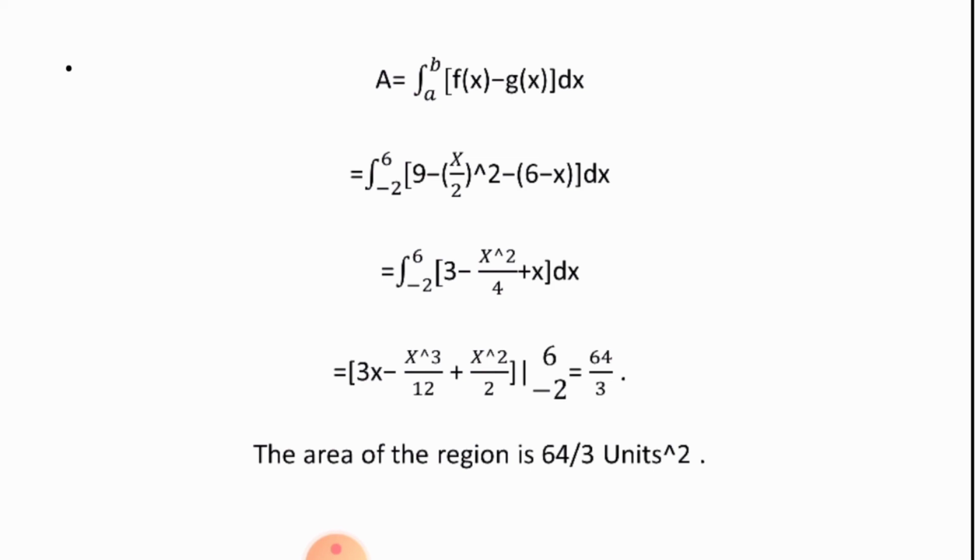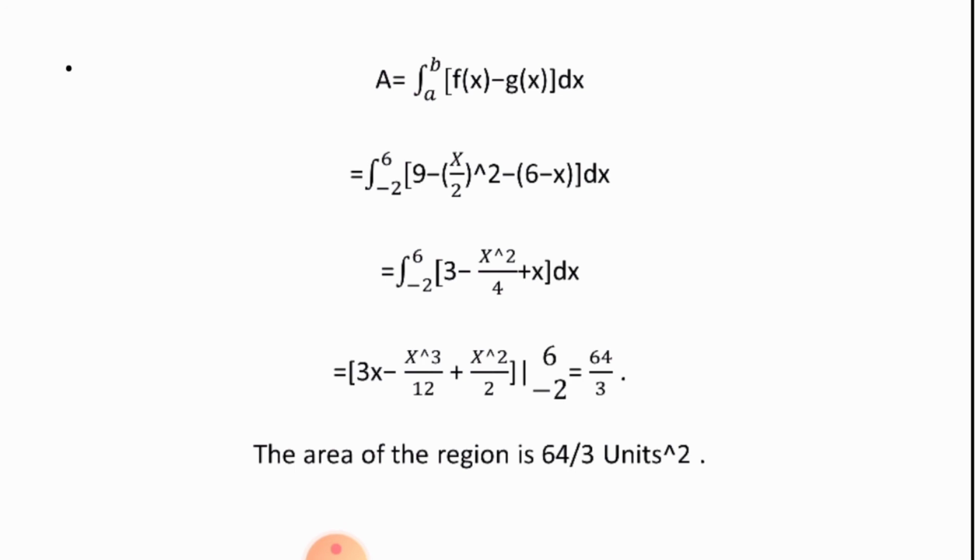So A equals the integral from a to b of f of x minus g of x dx. This will be the formula used with this kind of example. So the integral from a, which is negative 2, to b, which is 6, of f of x, which is 9 minus (x over 2) squared, minus g of x, which is 6 minus x, dx.